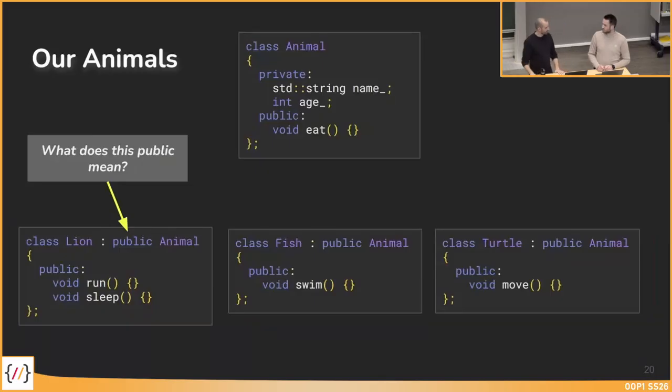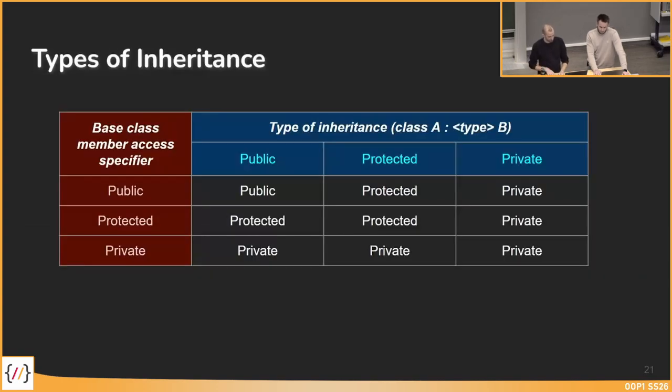And this was also the question we showed you before. What does this public mean here? Yeah, we just used it now, and to be honest, in 99% of your C++ world, you will use this public here. But what does this mean? It's describing the type of the inheritance again.